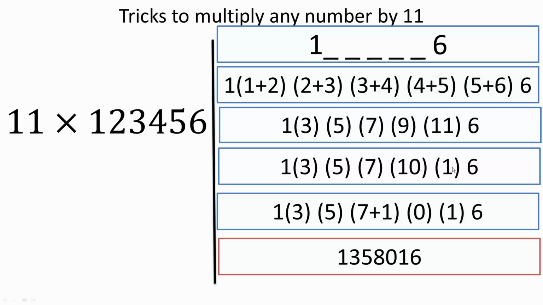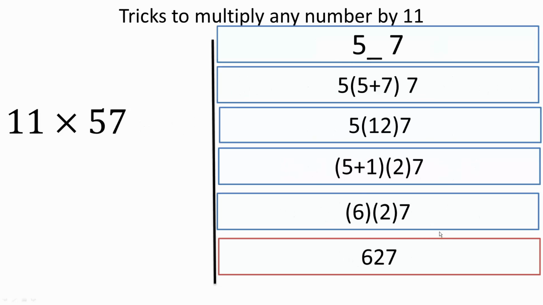So now you'll get 6, 1, 0, 8, 5, 3, 1. So if you multiply 11 times 123,456, you would get 1,358,016. We'll do another example that'll be more simple, but it'll be easier to understand.